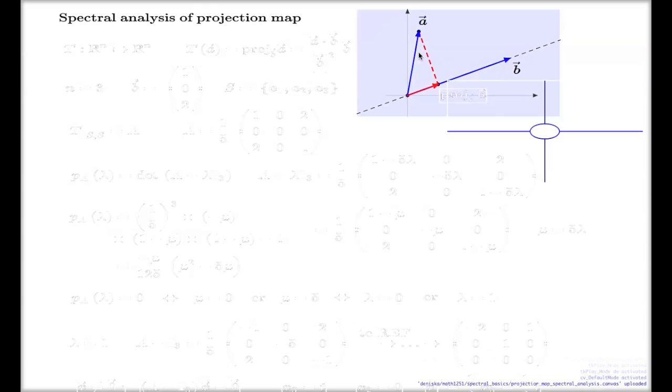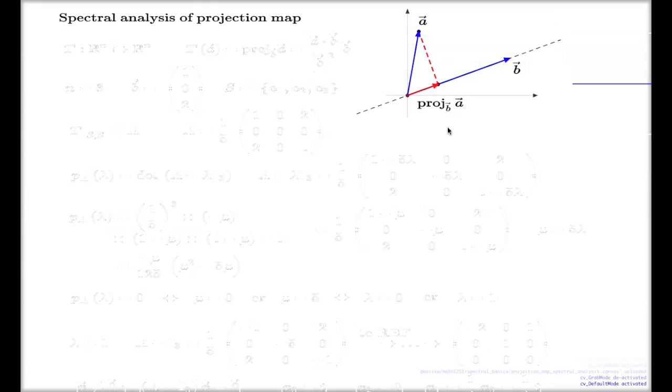So on this slide, I'd like to discuss with you spectral analysis of projection map. And here's a brief reminder of what the projection map is. In order to present a projection map, you need two vectors, A and B. When you drop a perpendicular from the tip of the vector A onto vector B, you end up with the vector which we call the projection vector.